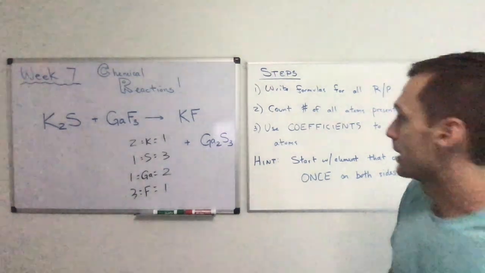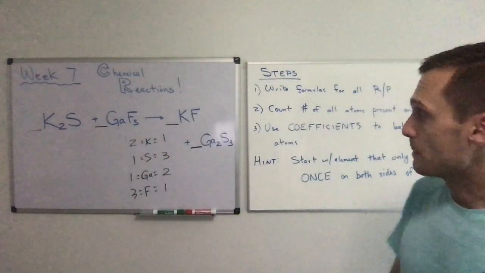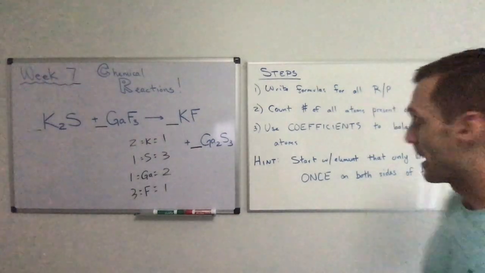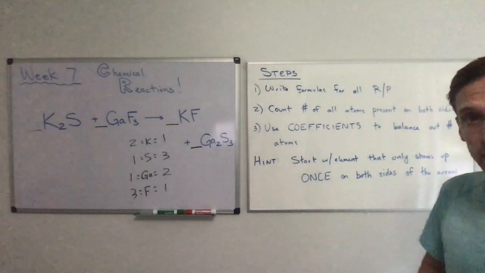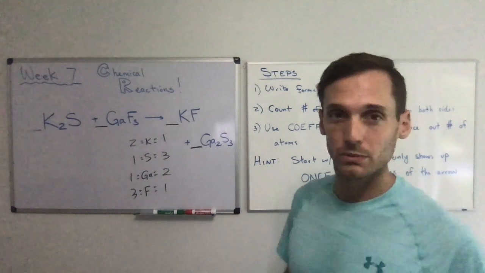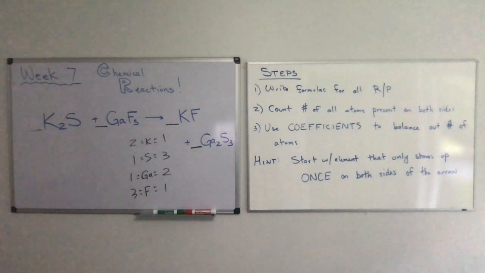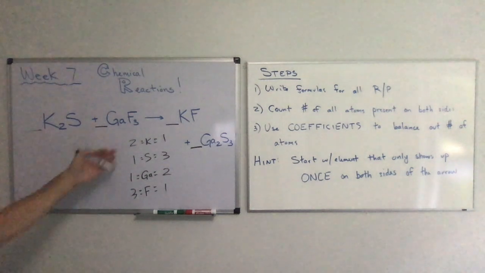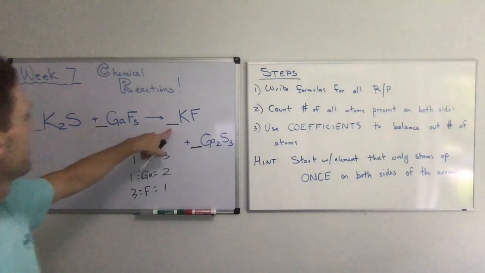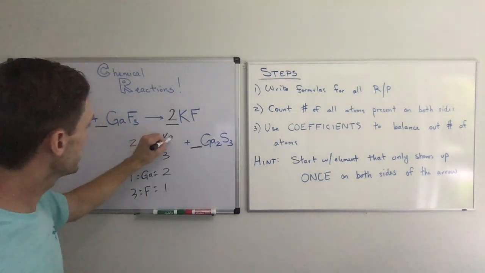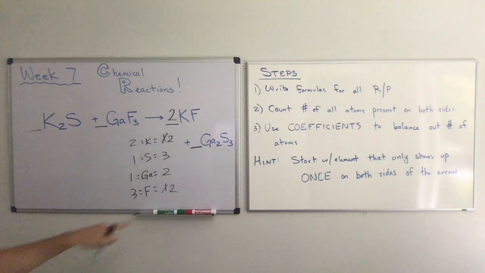And so now our next step would just be to apply these coefficients out front in order to balance them, because right now we've got nothing balanced. So we've done our count, now we're going to use coefficients. Again, you want to start with an element that only shows up in one place on the left and one place on the right. This again, it doesn't matter because they all show up once on the left and once on the right. So just randomly pick one to start with. So I have potassium written first, so I'll just do potassium. So we have 2 on the left, 1 on the right, so let's put a 2 here. That's going to change that potassium count to 2, but it also changes the fluorine amount to 2.